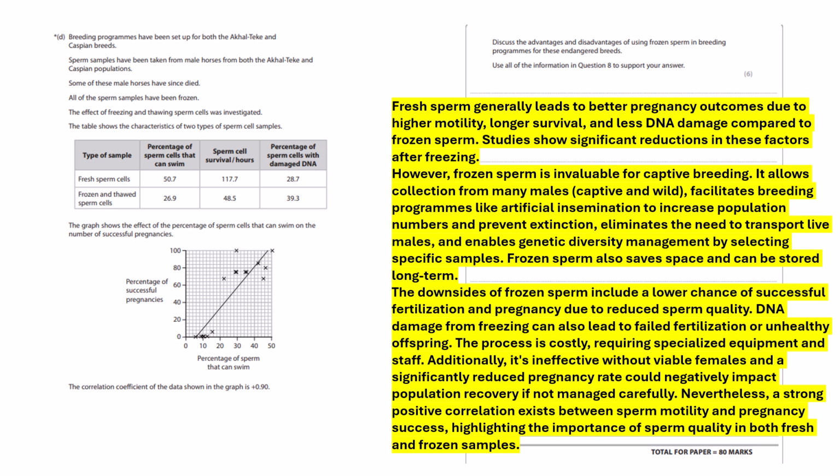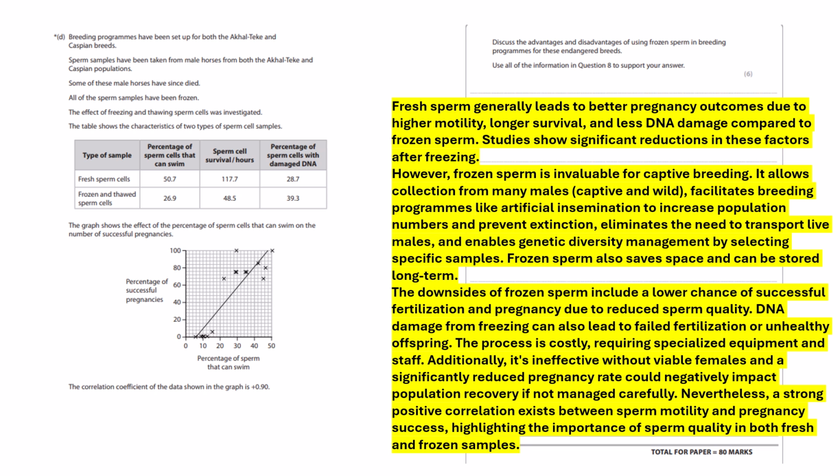So obviously, fresh sperm generally leads to better pregnancy outcomes due to higher motility, longer survival, and less DNA damage compared to frozen sperm. Studies show significant reductions in these factors after freezing. However, frozen sperm is invaluable for captive breeding. It allows collection from many males, captive and wild, and facilitates breeding programs like artificial insemination to increase population numbers and prevent extinction. It eliminates the need to transport live males and enables genetic diversity management by selecting specific samples. So this prevents inbreeding. Frozen sperm samples also save space and can be stored long term.